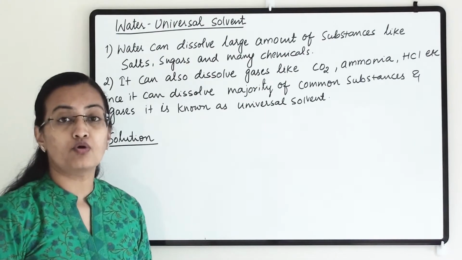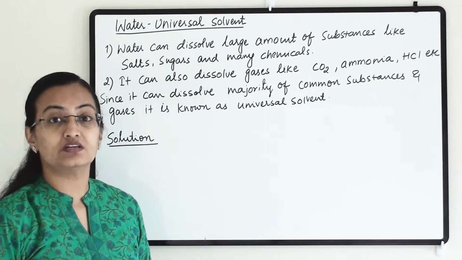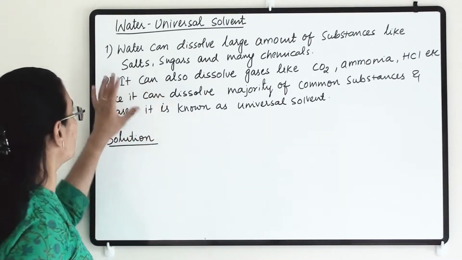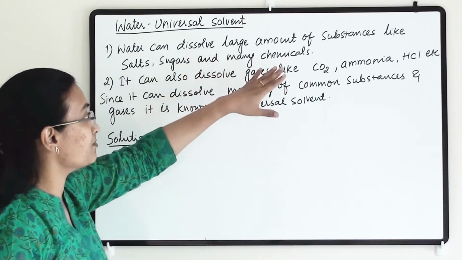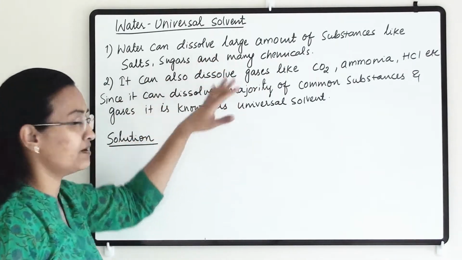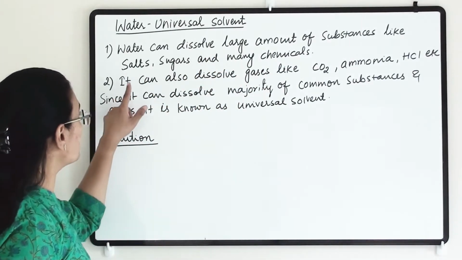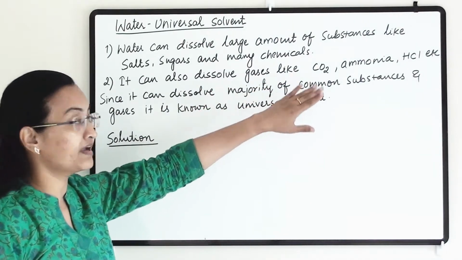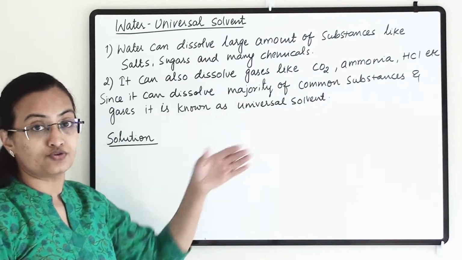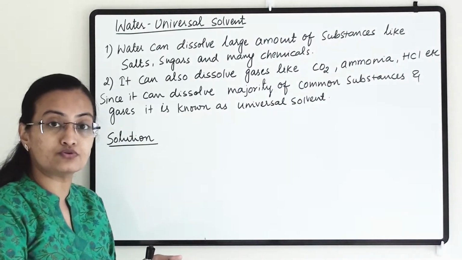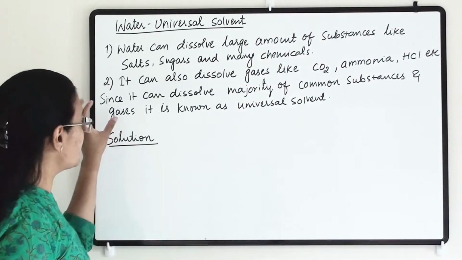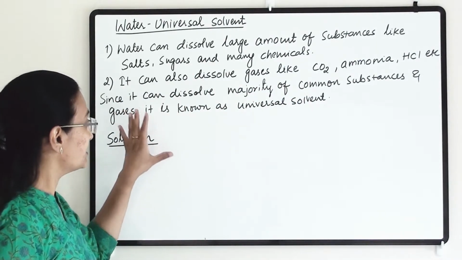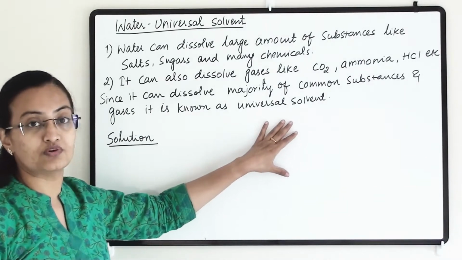Water is also called a universal solvent. So what is the reason behind that? There are two basic and main reasons. First, water can dissolve a large amount of substances like salt, sugar and many chemicals. Second, it can also dissolve gases like carbon dioxide, ammonia and hydrogen chloride gas. So it can dissolve solid substances and it can dissolve gases also. And since it can dissolve the majority of common substances and gases, that's why it is known as the universal solvent.